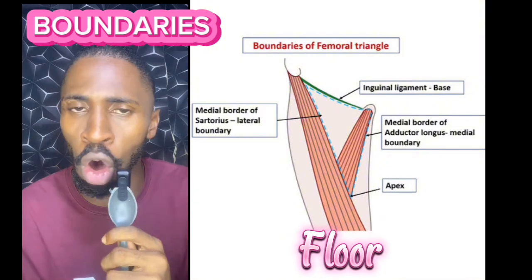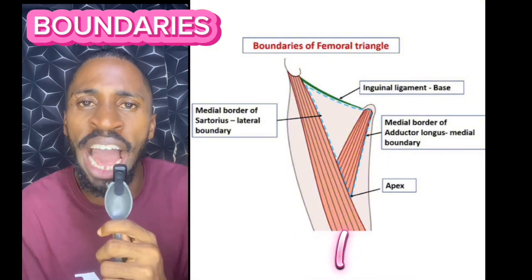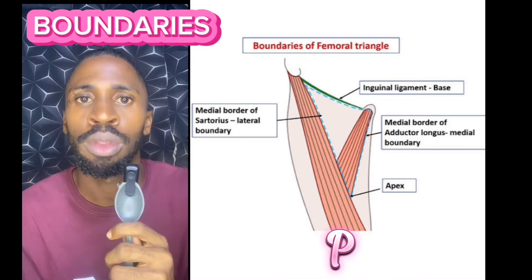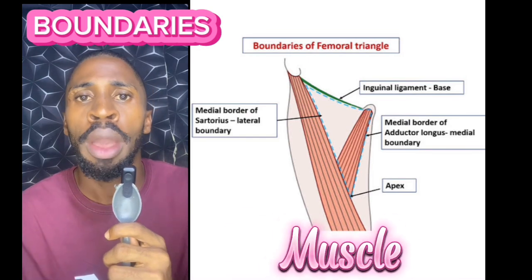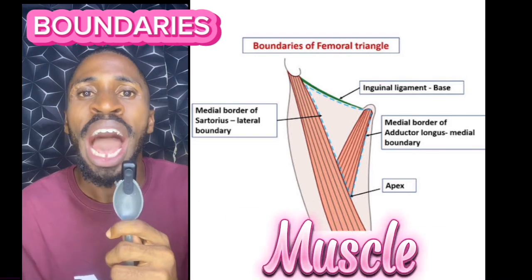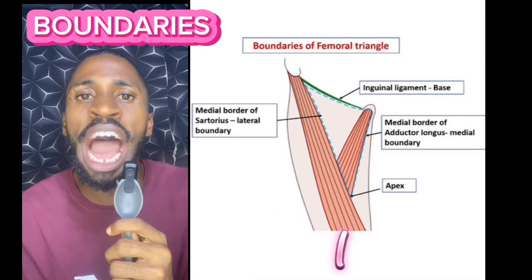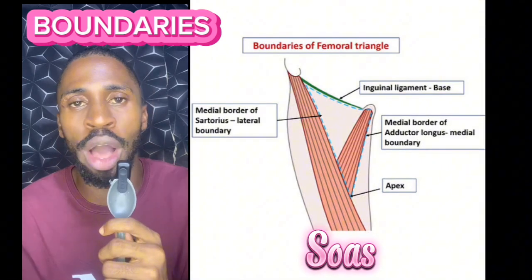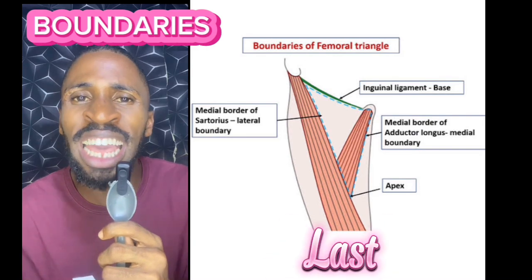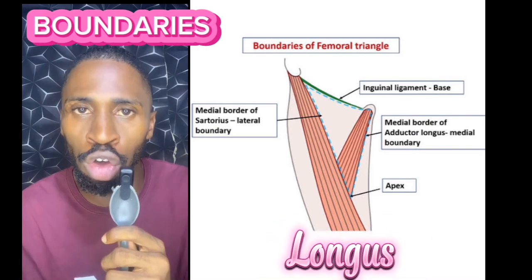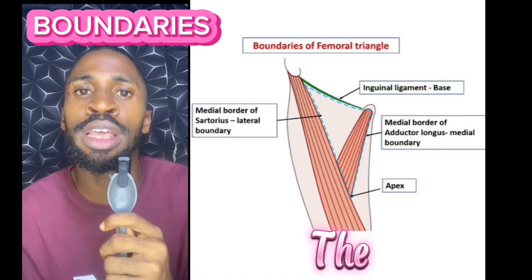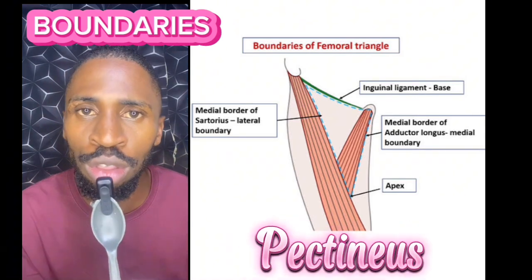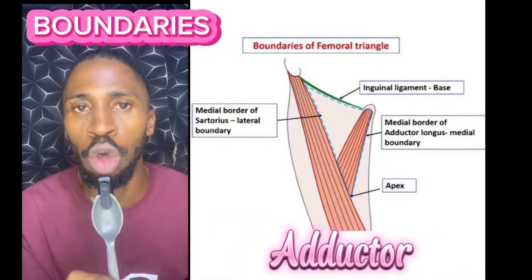Again, what is the floor? The floor is, just remember, PIA. The floor of the femoral triangle is PIA. P is for the pectineus muscle. I is for iliopsoas. What is iliopsoas? Iliacus and psoas major muscle. And the last A is for the adductor longus muscle. Don't forget, the floor of the femoral triangle is PIA: pectineus, iliopsoas, and the adductor longus.